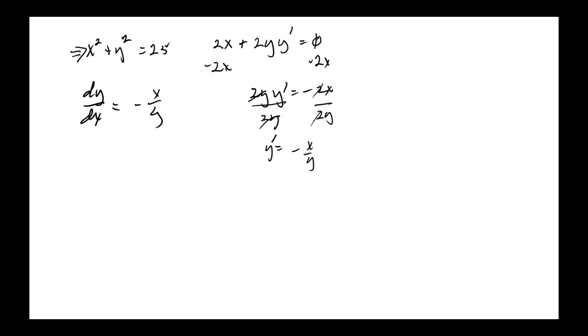Another way you could have done this, if you had wanted to solve it explicitly, you could have solved this equation here for y. And that would be y squared is equal to 25 minus x squared. And taking a square root of both sides of that, what do you get?